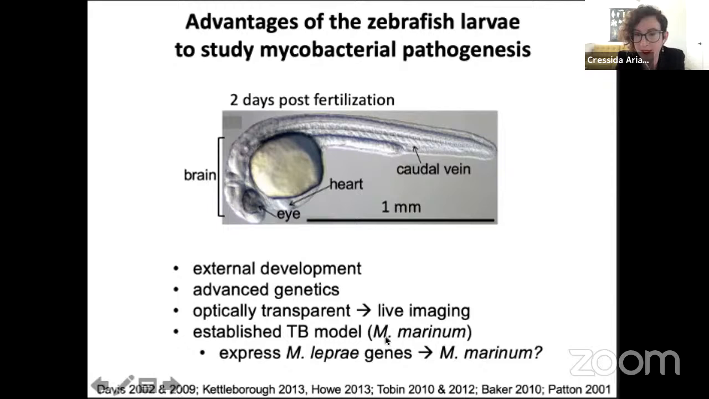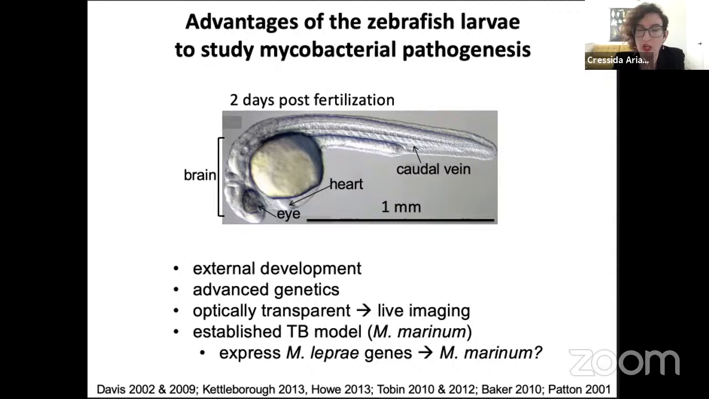And that was important for me because of course we lack a genetic system with M. leprae, but I was wondering, is it possible to express M. leprae genes within Mycobacterium marinum so that we can at least study the function of individual M. leprae genes during infection?